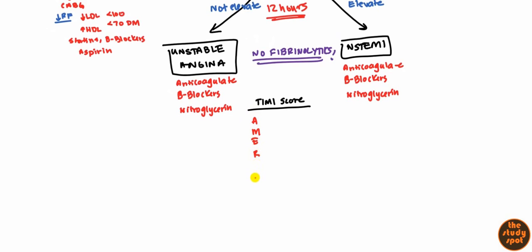I use the mnemonic AMERICA to help me remember all the different things you want to take into consideration. So the first A is for age. Age greater than 65 will get 1 point.